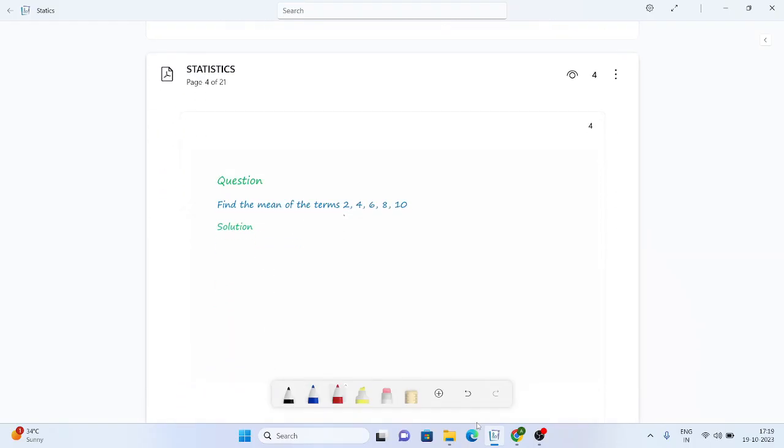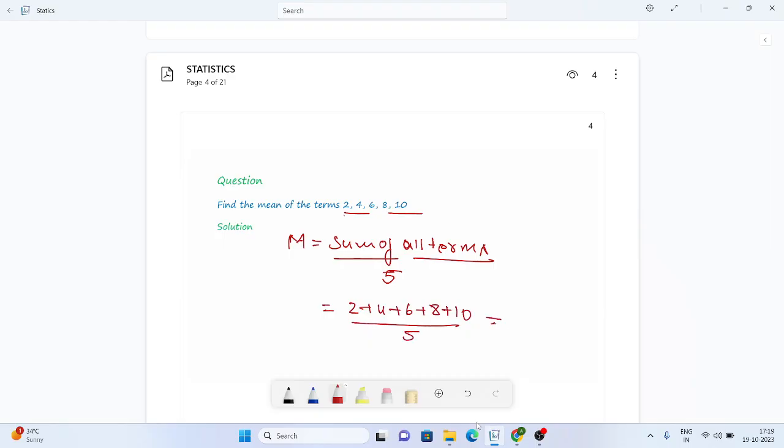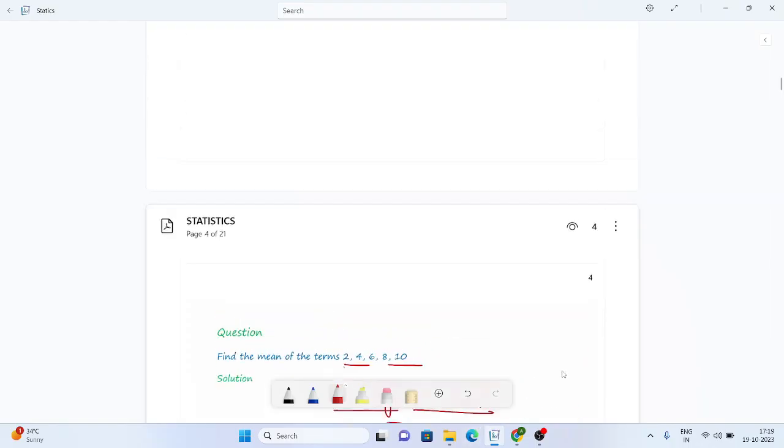Let's say the question is find the mean of the terms 2, 4, 6, 8 and 10. So we put the same formula, mean equal to sum of all terms divided by the number of terms, let's say n, which is here 5. So divide by 5. So this is 2 plus 4 plus 6 plus 8 plus 10 and divide by 5. So you got 30 by 5, which is nothing but 6. Did you get this?